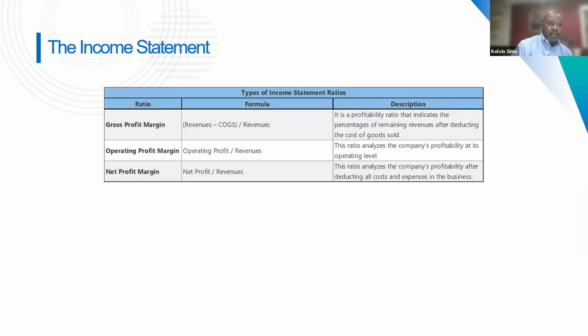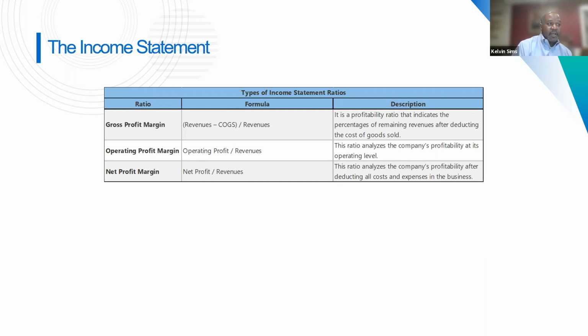Some ratios that we use. Gross profit margin: revenue minus cost of goods, divided by our revenue, gives us our gross profit margin. It is a profitability ratio that indicates the percent of the remaining revenue after deducting the cost of goods. So what percent am I making after I pay for my cost of goods?